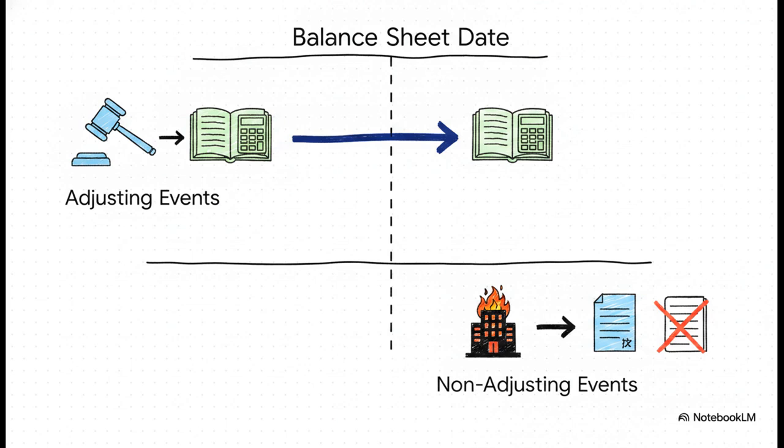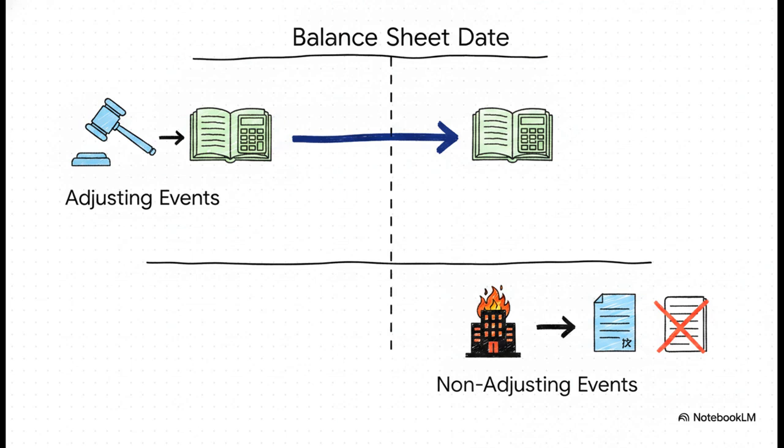However, imagine a company warehouse unexpectedly burns down in January. Because that condition arose strictly after the balance sheet date, it is a non-adjusting subsequent event. You do not touch or change the December numbers, but you absolutely must disclose the fire in the notes if the impact is material.